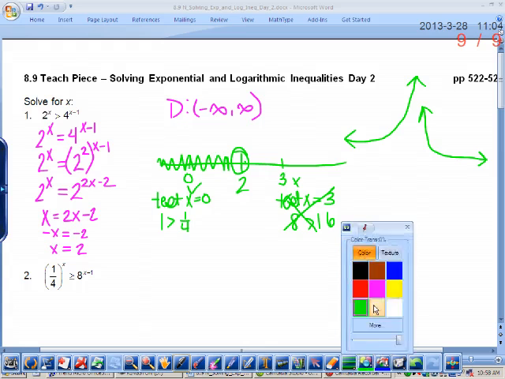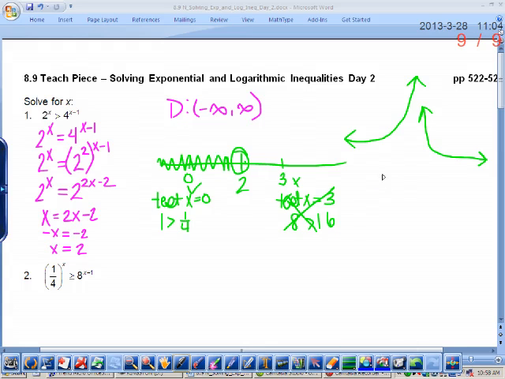So what's our solution here? Negative infinity to 2. Tell me what that means. 2 to the power of x is greater than 4 to the power of x minus 1 up to... Okay, not quite, Katie. Yeah, I can plug in any value less than 2 for x and get a true statement. Those are the numbers that make that inequality true.